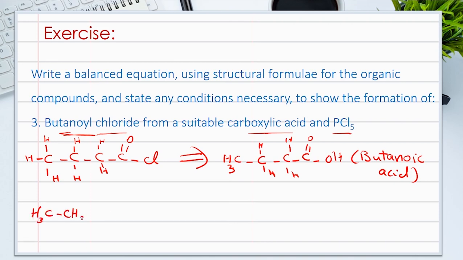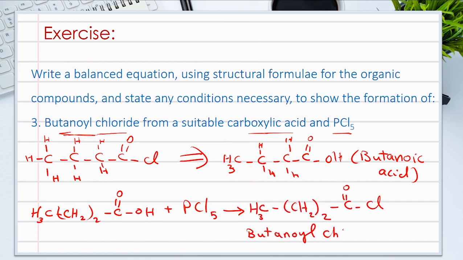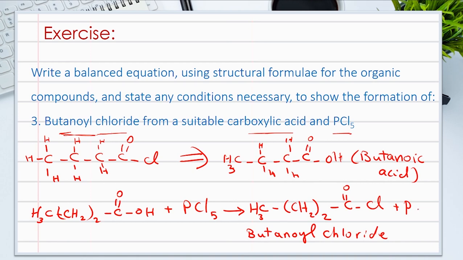Now let's try to write the reaction. Butanoic acid reacts with phosphorus pentachloride to give butanoyl chloride, phosphoryl chloride, and hydrochloric acid.